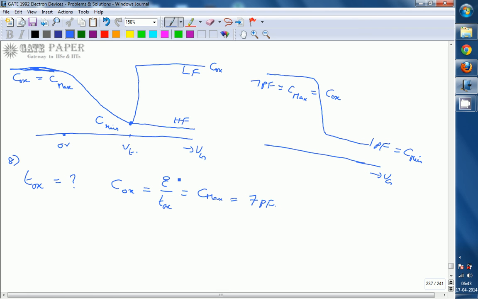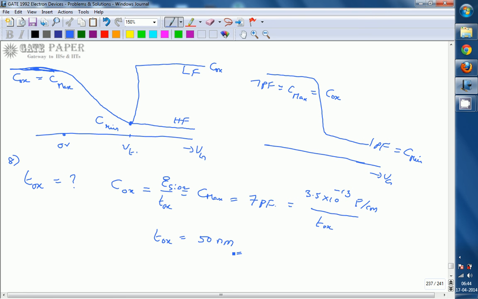Here we are going with COX is equal to epsilon by TOX. Here epsilon is the oxide permittivity we are going with, so we have to go with silicon dioxide. So silicon dioxide is 3.5 into 10 power minus 13 farad per centimeter divided by TOX is equal to 7 picofarad. From that, if you calculate, TOX is equal to 50 nanometer. The value of TOX is 50 nanometer.